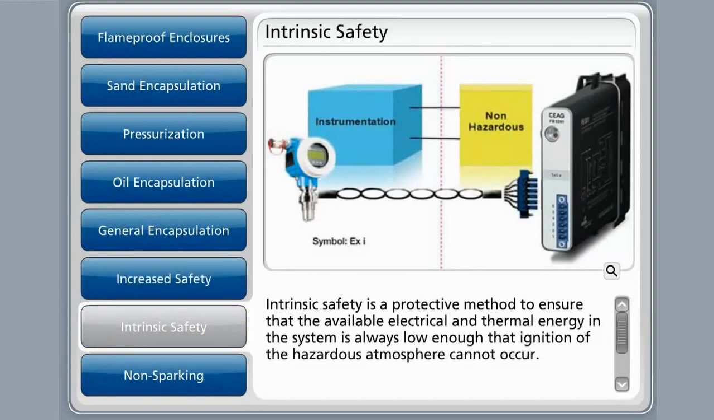Intrinsic safety is a protective method to ensure that the available electrical and thermal energy in the system is always low enough that the ignition of the hazardous atmosphere cannot occur. This is achieved by ensuring that only low voltages and currents enter the hazardous area, as well as all electrical supply and signal wires being protected by safety barriers. The general application for intrinsic safety would be used for measuring and control engineering, data engineering, and low electrical valves.